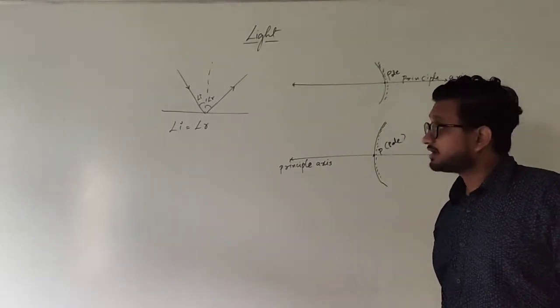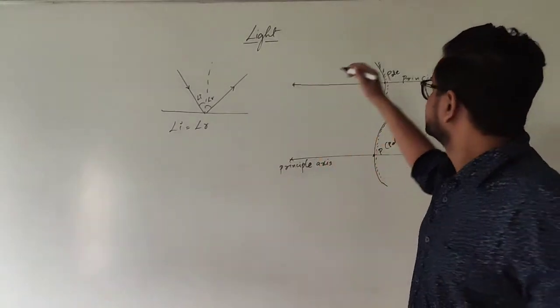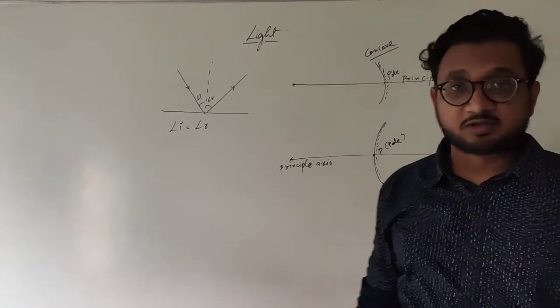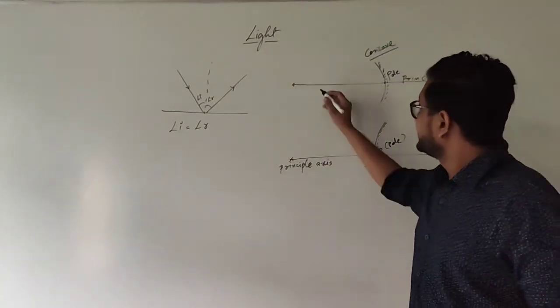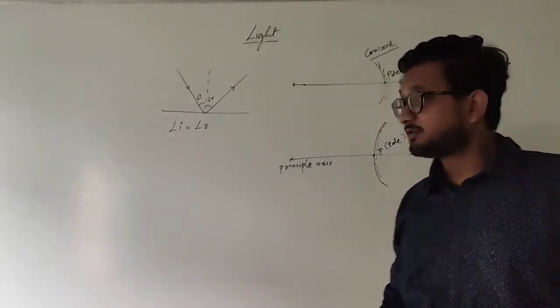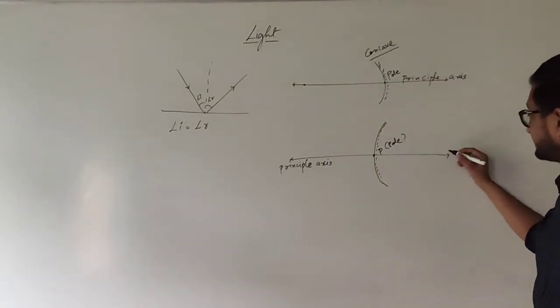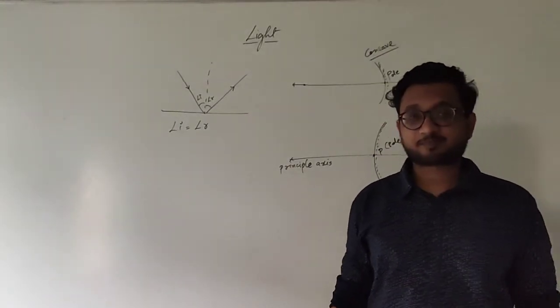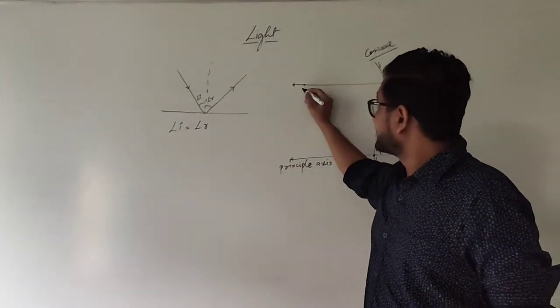Okay? And for a concave mirror, the center of curvature is over here in front of the mirror, and for a convex mirror, the center of curvature is behind the shiny surface. Okay? What is this center of curvature?